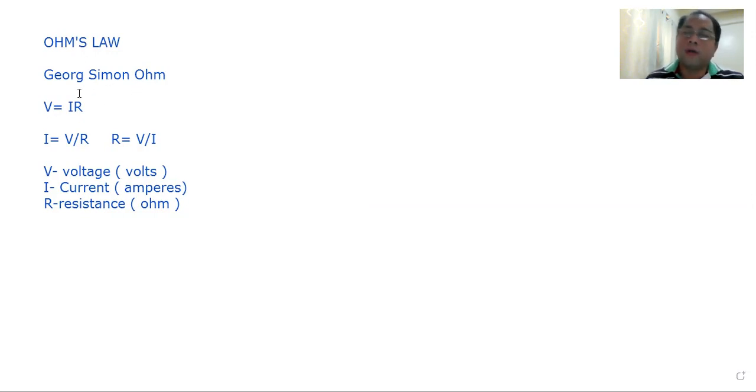Now, the way we write Ohm's law is in any of these three expressions. V is equal to I times R, or I is equal to V over R, or another way of writing it is resistance is equal to voltage over current.